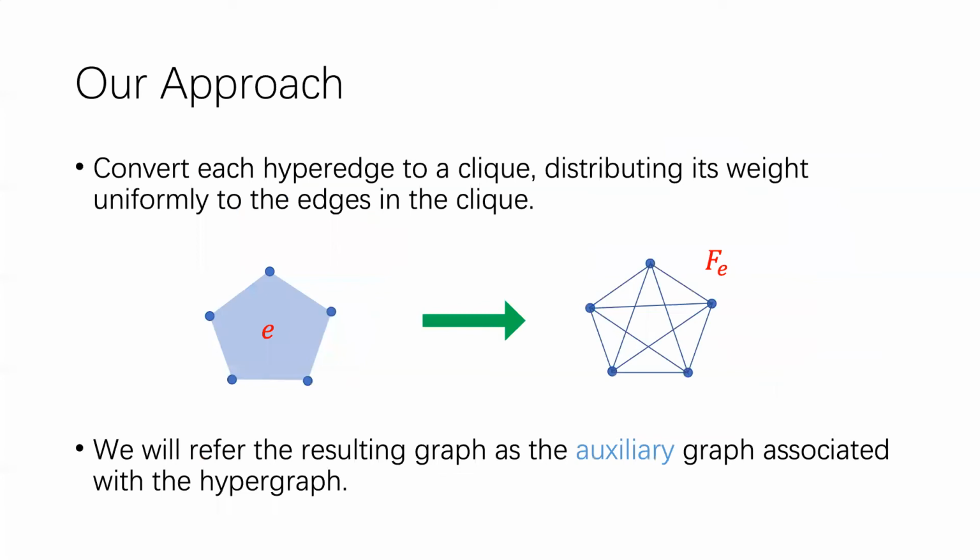The idea is to convert each hyperedge to a clique, and distribute its weight uniformly to the edges. For any hyperedge E, we call the clique associated with the hyperedge F_E. We will refer to the resulting graph as the auxiliary graph associated with the hypergraph. Note that although we focus on unweighted hypergraphs, the auxiliary graph has weighted edges.